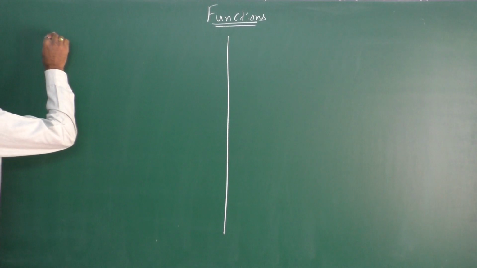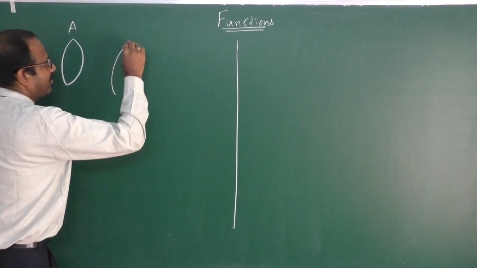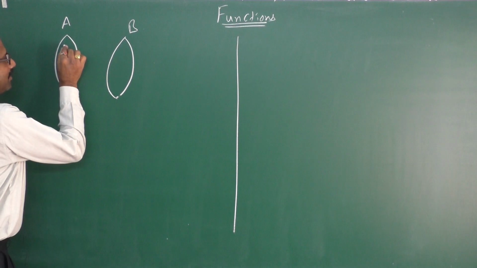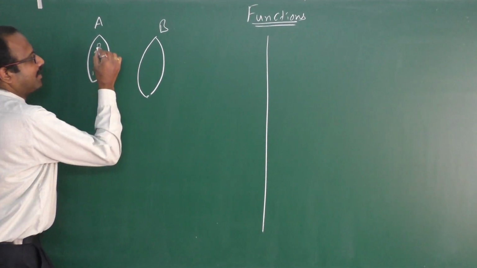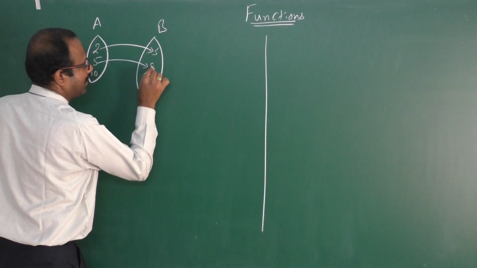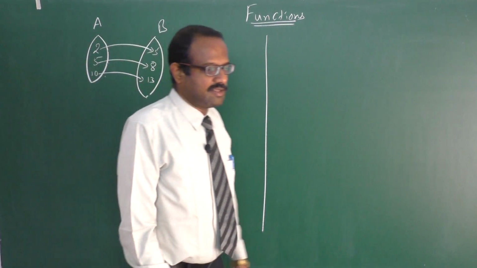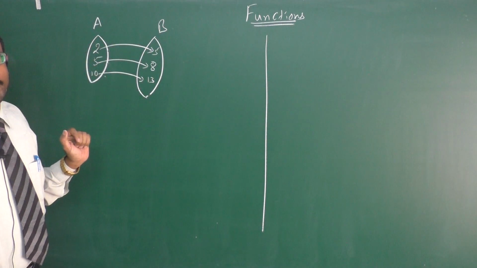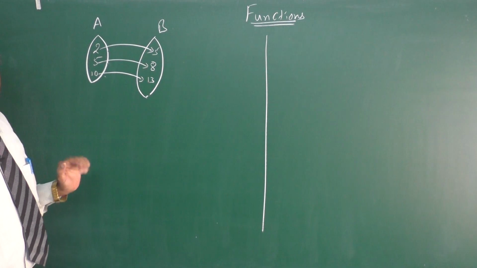Before that, if I take one set of numbers, a set A, and another set of numbers, set B, and here for example I have 2, 5 and 10, then this 2 is mapped to 5 and 5 is mapped to 8 and 10 is mapped to 13. Observe this. I'm just taking one set of elements A and another set of elements B. And if you observe, there is some relation between A and B.